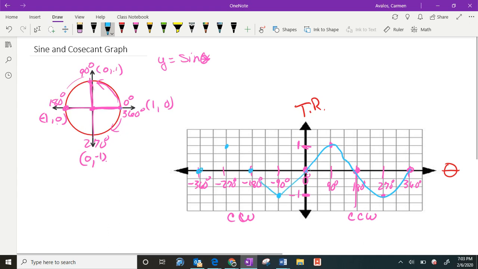And so this here is what the sine curve is going to look like, and it's going to repeat over and over again. It's just going to keep going up and down. And this is what we call a sinusoidal. It's going to go up and down, up and down, up and down. And so that is what the sine curve is going to look like. And you could do that using your left-hand rule and then working through it.